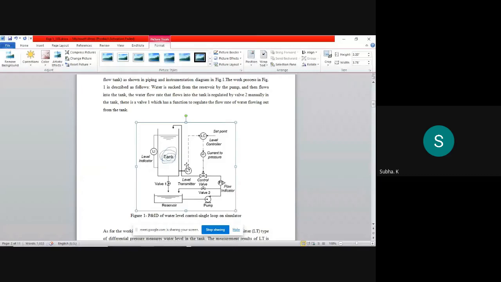And here you are having an LT. LT is called a level transmitter. What it will do is check the pressure difference inside the tank. That is the water pressure difference, and that will be converted into an equivalent electrical signal.